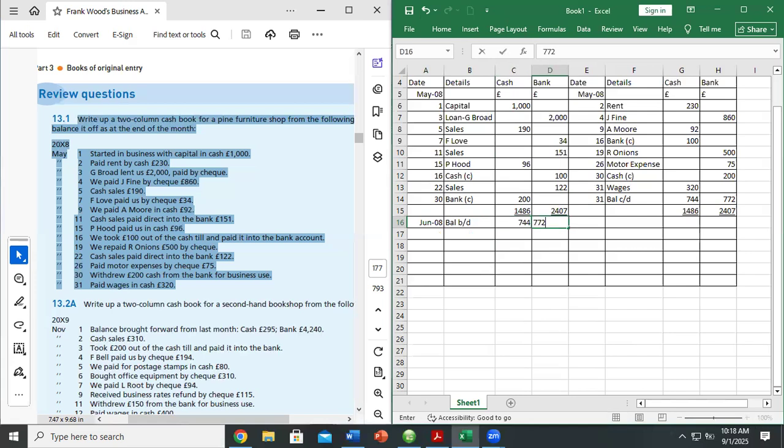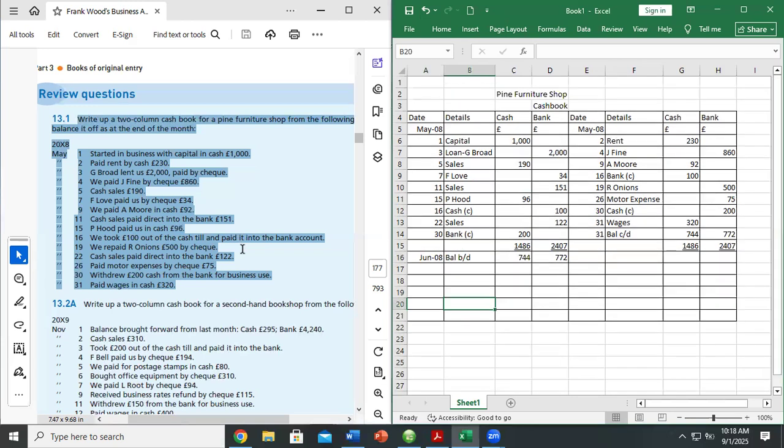And this is your two-column cash book for the transactions. Very simple, right? Please, any question? Any question? No question. Okay, Augustine, let's hear it.